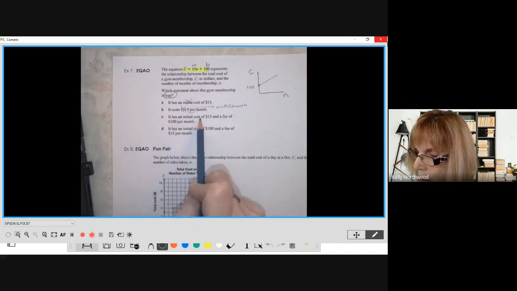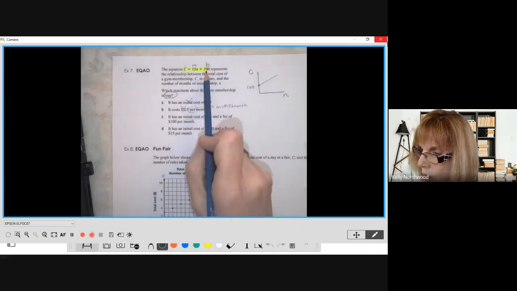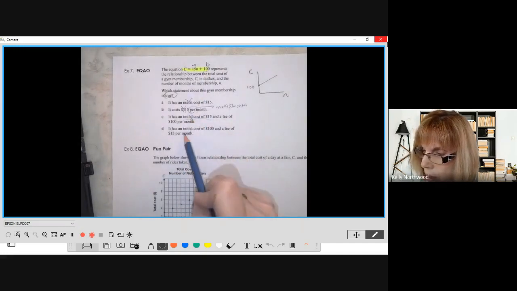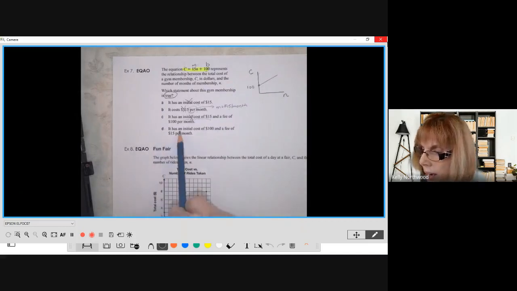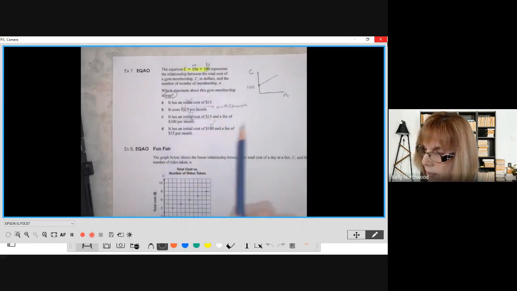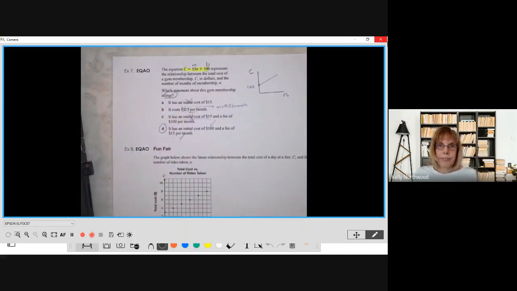C, it has an initial cost of $15. No, right away we know that's wrong because we know our initial cost is $100. So we're really relying that D has to make sense. It has an initial cost of $100. Yes, that's what we predicted. And a fee of $15 per month. Yes, we also predicted that. So D is going to be our answer.